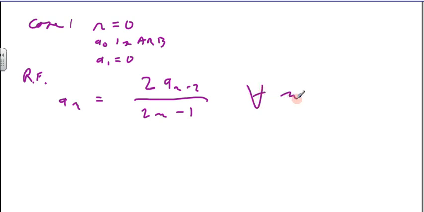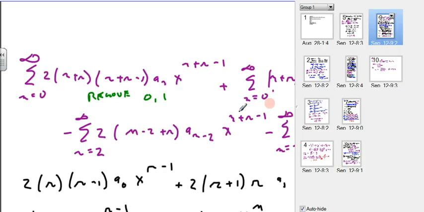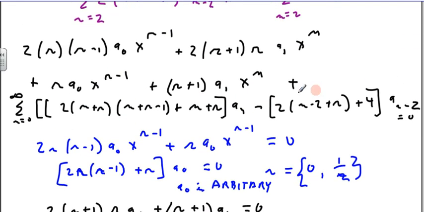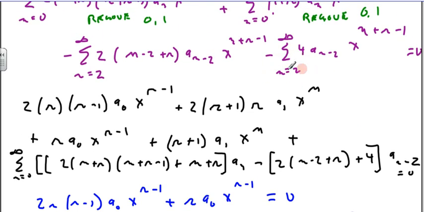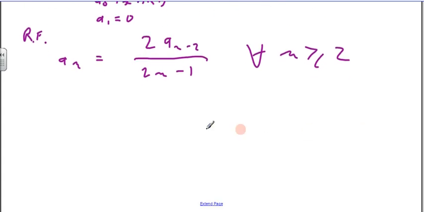For all n greater than or equal to what? 2. Why is it 2? Because our summation is 2 to infinity. Where is our summation? Right here, 2 to infinity. That's supposed to be a 2. Alright, so that's why it's 2. Okay. a1 is arbitrary. Okay, n is equal to 2.